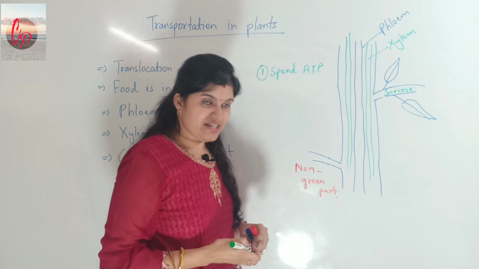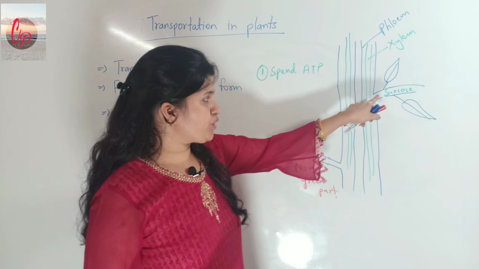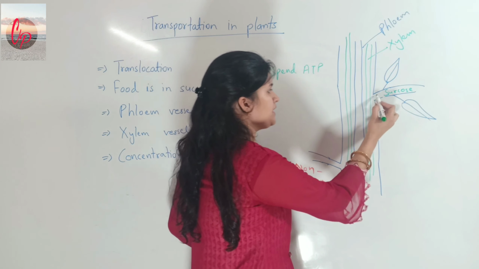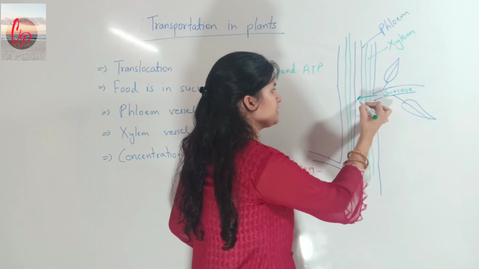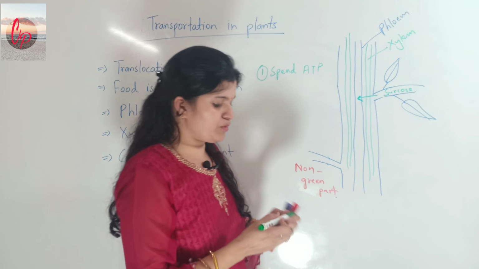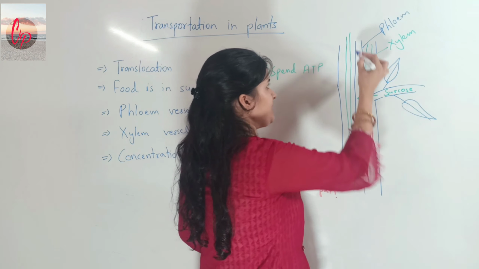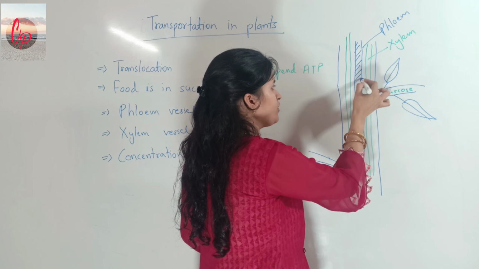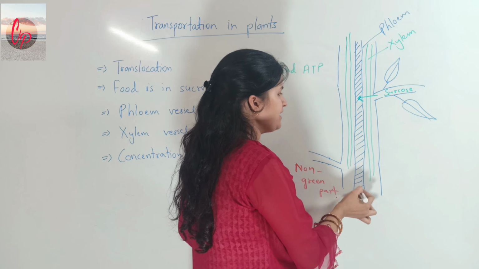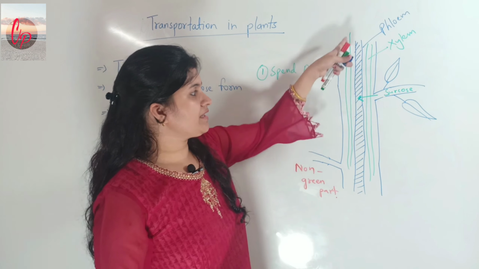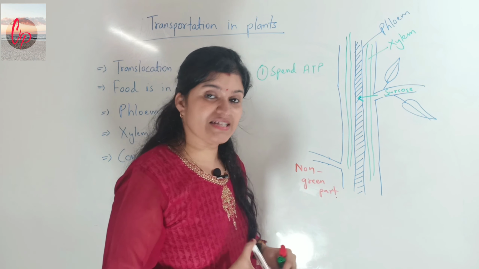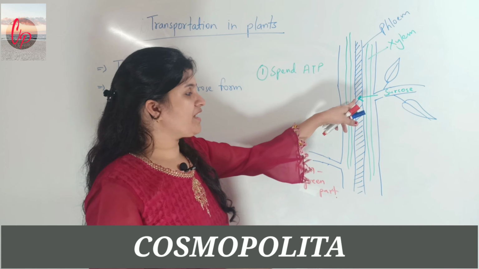Okay, ATP will be spent here, and this sucrose which was present in the non-green part of the plant will come here. This vessel which is present in the center, this blue one, is the phloem vessel. With the help of the energy of the plant, or the ATP which will be spent by the plant, the sucrose will come into the phloem vessel, because for this process the plant is going to spend its energy. So the food will come here.